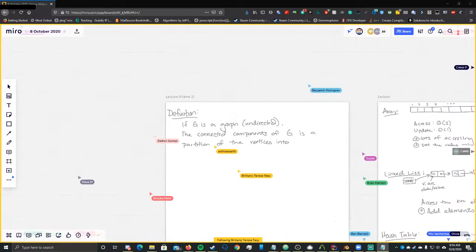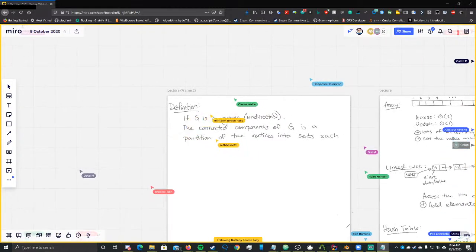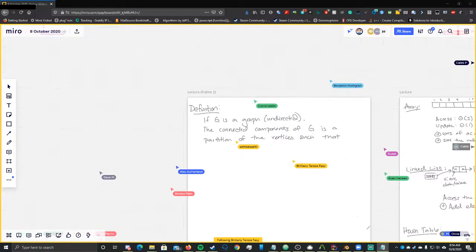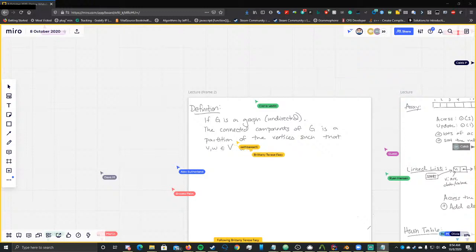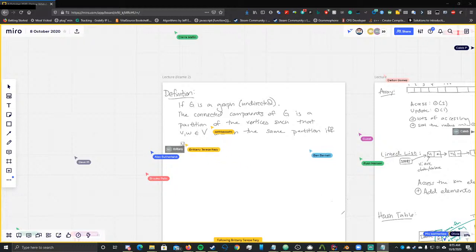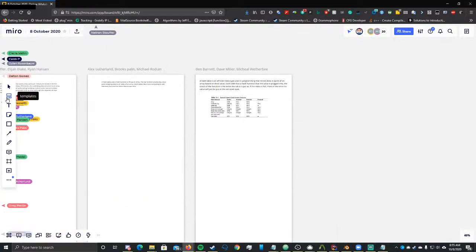I guess I don't need to say into sets, so a partition of the vertices such that V and W in my vertex set are in the same partition if and only if there exists a path from V to W. And if there's a path from V to W, we can reverse it and say, and hence a path from W to V.